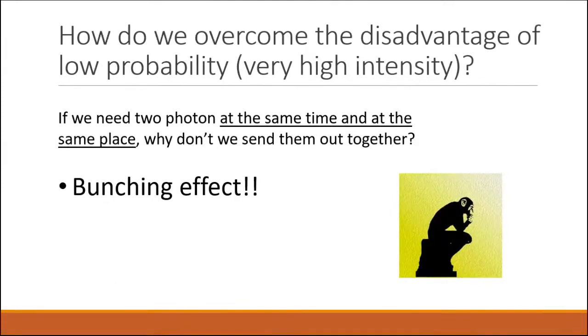In technical language, photons being grouped together is also called bunching. And we need the photons to arrive at the sample in bunches. In the following slides, I'm going to explain what the bunching effect is, but this is key to overcoming the limitation of two-photon excitation fluorescence.